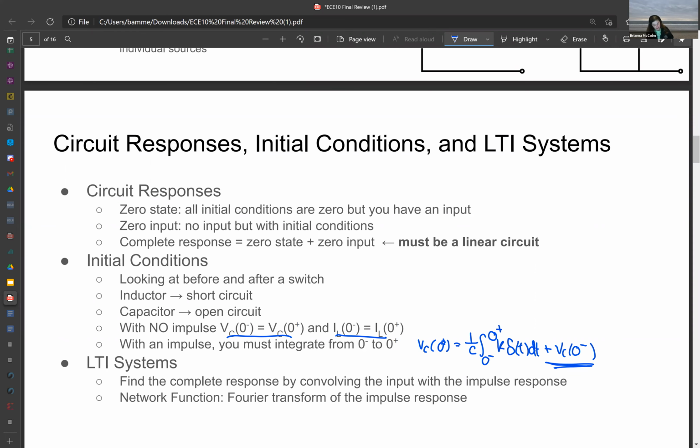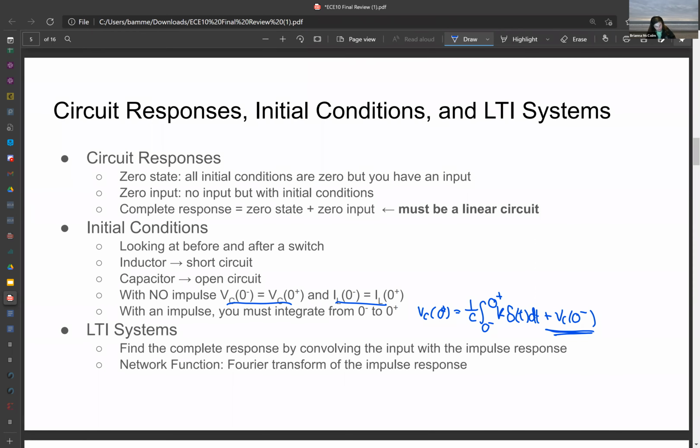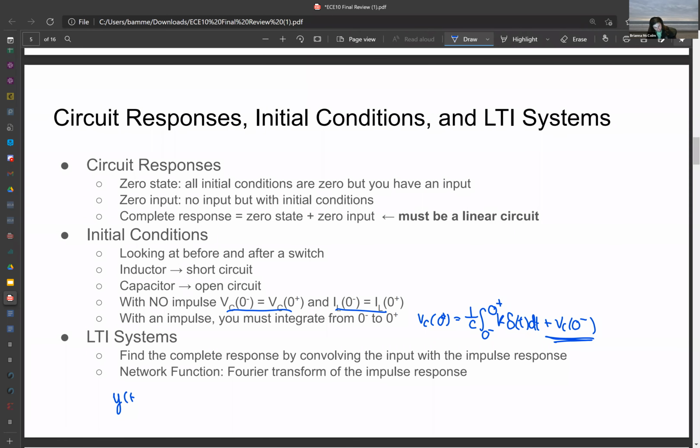So typically, let's say you have an output y of t to a circuit, and you're looking to find the impulse response. You're going to have some sort of impulse, which is going to take the form of k delta of t, where k is a constant, and then you're going to convolve it with, sorry, x of t is going to be your impulse, and then h of t is going to be determined by the relationships within your circuit.